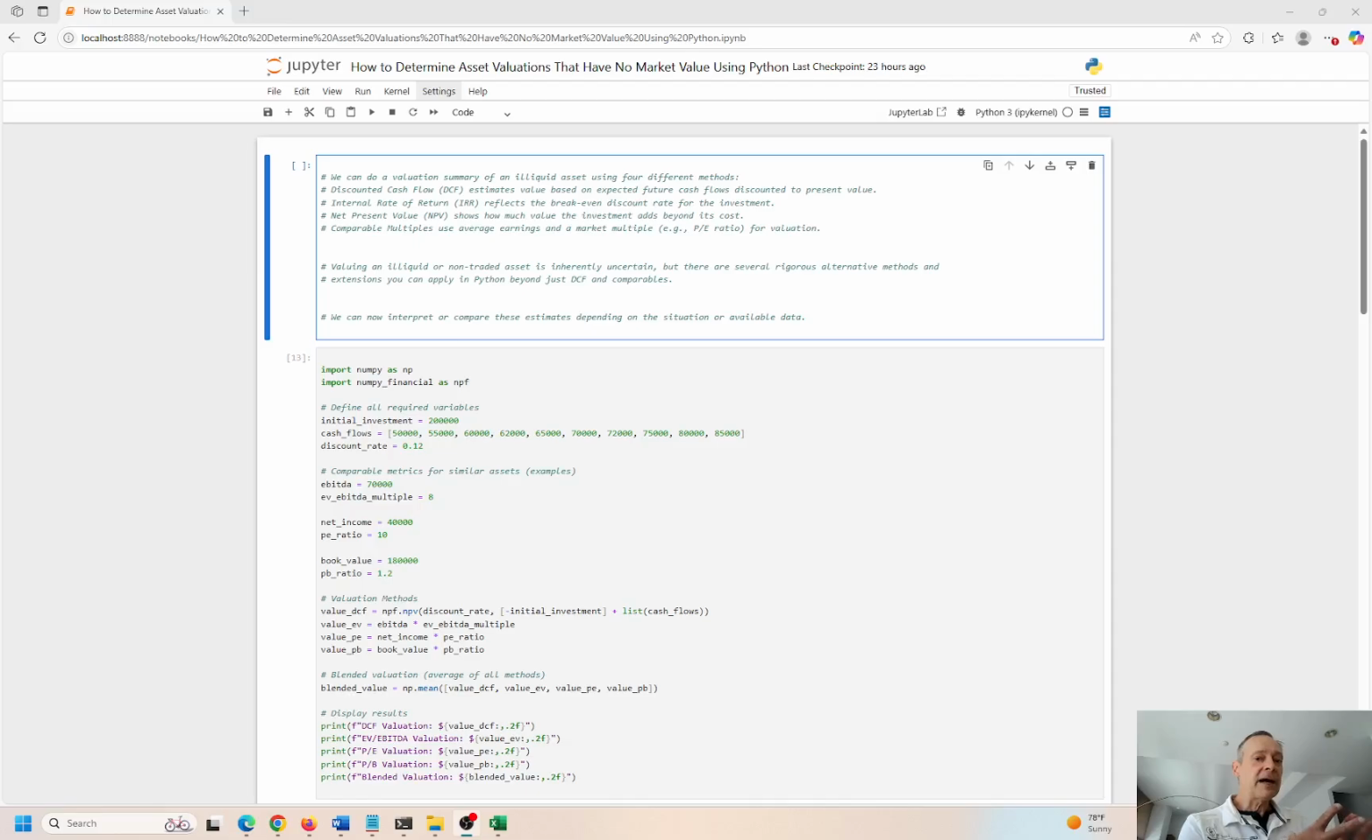But what if you have an illiquid market or a security that doesn't trade very often, or there's not too many people that are interested in a specific asset, but it still has a value? How can you determine the value for that? Let me show you a few different techniques to do that. We can use something called discounted cash flow. This basically estimates the value of an asset based on expected future cash flows discounted back to the present value.